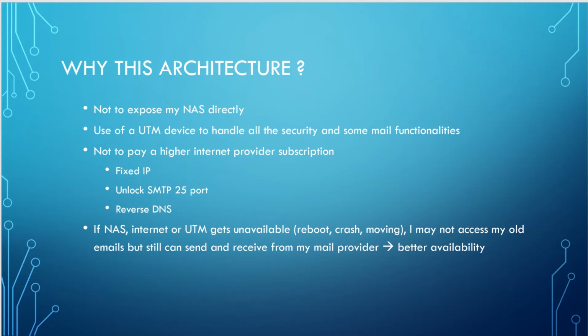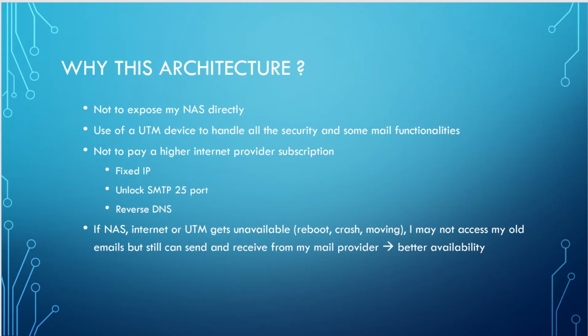I also do not want to pay for a higher internet provider subscription because I would need a fixed IP. If I wanted a full mail server, I would need a fixed IP. I would need to unlock the outgoing SMTP port 25, which is blocked by my ISP. And I would need a reverse DNS entry, and for that I would need to check with my ISP also.